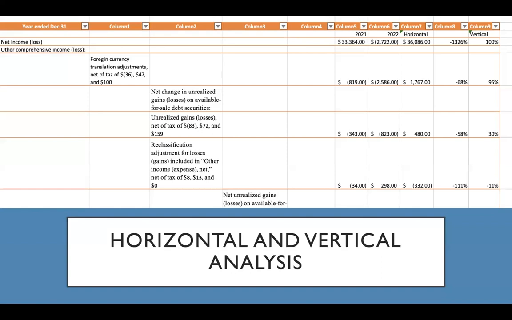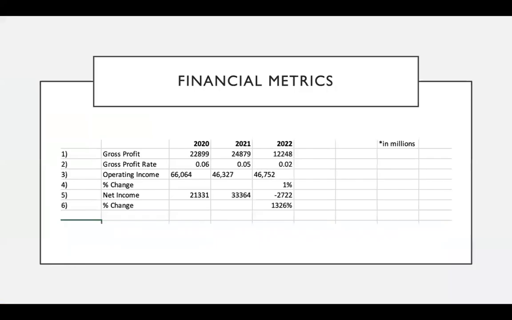So what we see from the vertical analysis is that 95% of that net loss came from that foreign currency translation adjustment. 95%. That's an incredible drain on Amazon's financial resources. So one thing that the company is going to be responsible for doing is finding a way to change that.